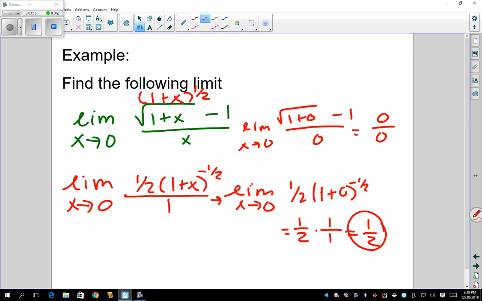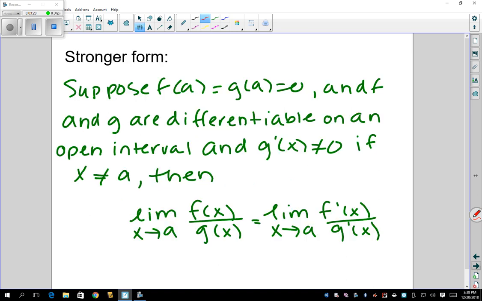However, sometimes we end up with functions that we still have 0 over 0 for the derivative. And so we have this stronger rule that we use in that case. The main difference between this one and the last one is that we can take the limit as x approaches a of the derivatives. We don't necessarily have to evaluate it at that point. So we're going to see what this looks like with a different function.